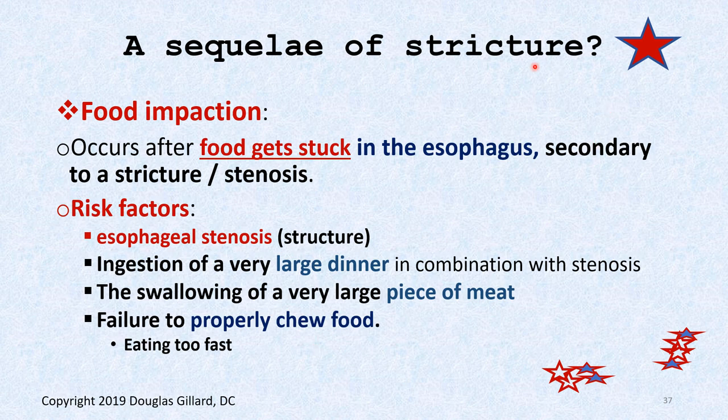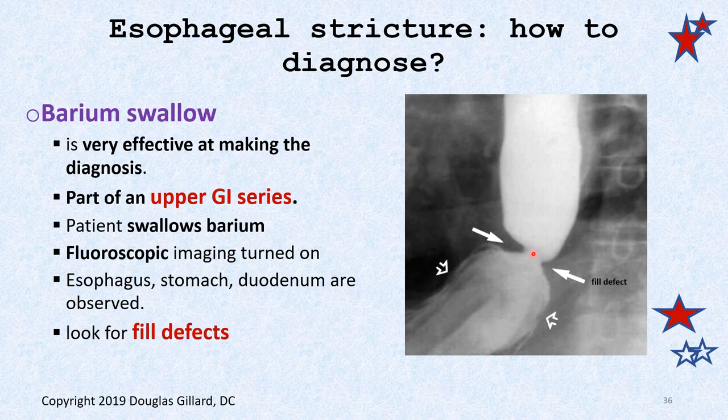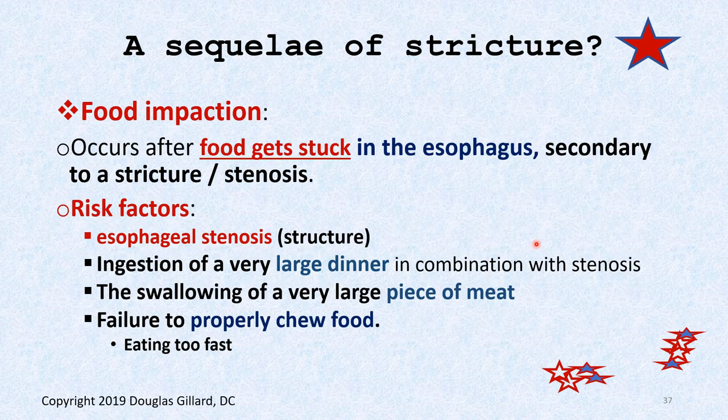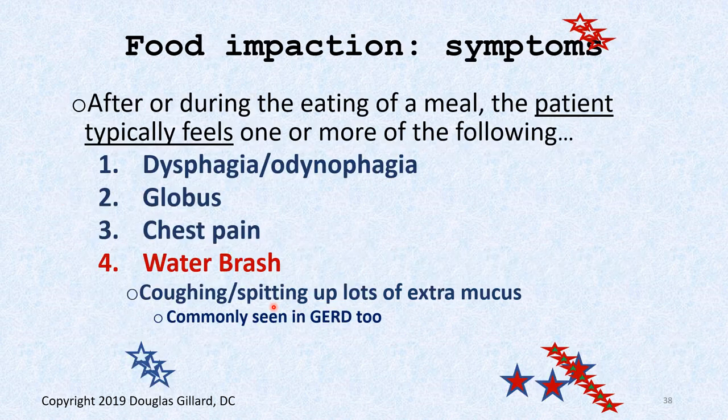Okay, what's the sequelae of stricture? Food impaction is a big problem with these people. Can you imagine swallowing a giant piece of steak not chewed up? That thing would get stuck, and that's a problem. That's called food impaction. Risk factors for food impaction are stenosis or stricture of the esophagus, or if you just eat like a savage and swallow a giant piece of meat without chewing it, just to see how big a piece you can swallow, and failure to properly chew. Normally you can swallow a pretty big piece of meat, but if you do have some stenosis from maybe GERD or something, there's an increased risk it gets stuck.